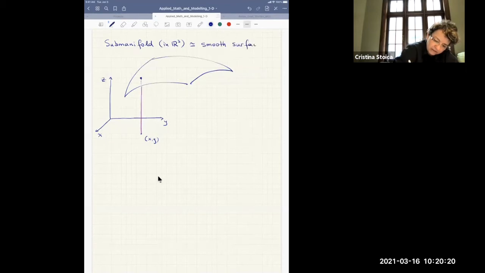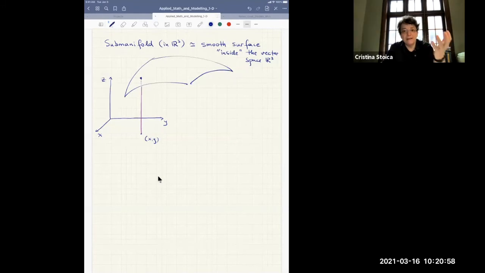surface inside or embedded. I avoid saying the word embedded because it means something specific in math, but in common language it's like a smooth surface inside the vector space R3. On purpose I'm putting these words, it's superfluous to say vector space, but the idea of a submanifold of an Rn is exactly that: a smooth surface of some dimension embedded in a bigger Rn.